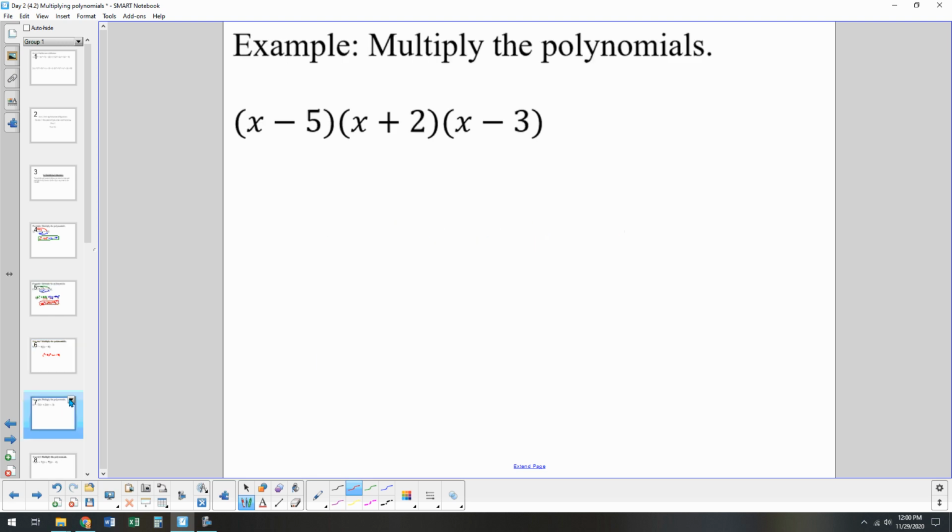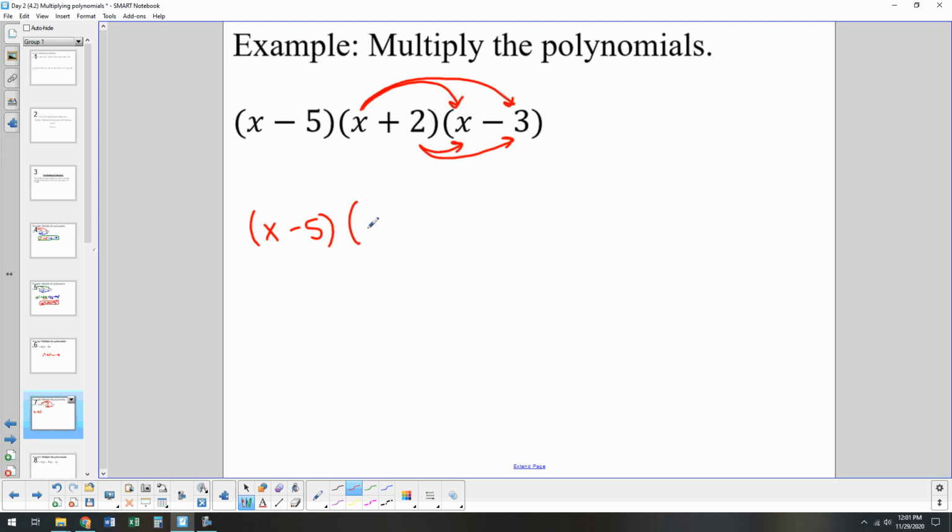It's also possible to multiply more than two polynomials at a time. So you're going to start by picking two to multiply, and then multiply that answer by your third one. I'm going to start at the end. I'm going to multiply these two just so the smallest one remains in front. So when I multiply here, we're going to bring down the x minus 5. And now I'm going to keep this one in a set of parentheses.